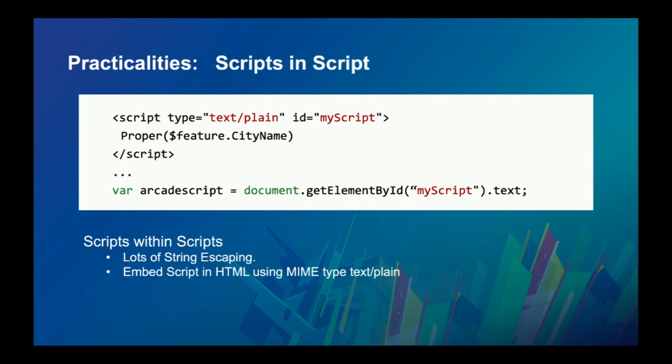It's also very common for people to mix up Arcade syntax with JavaScript syntax. They'll try to do things like get the length property of an array. We don't have that in Arcade. You would pass the array to the count function in order to do that. So once you have the script in another tag, you just get that element by ID, and you refer to the text property, and you can use it there.